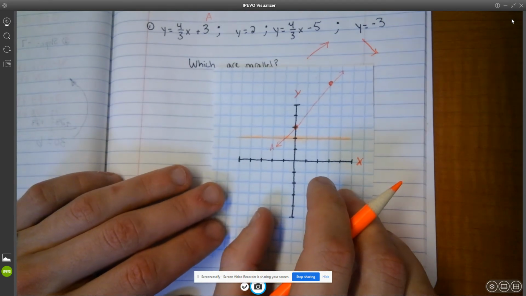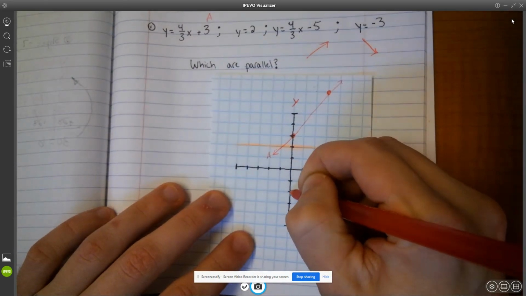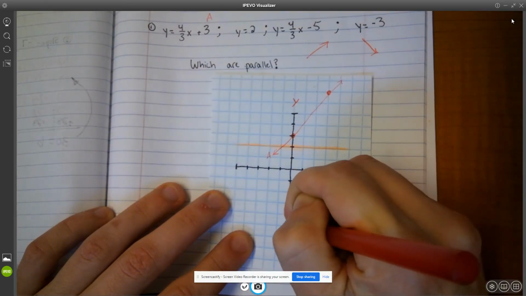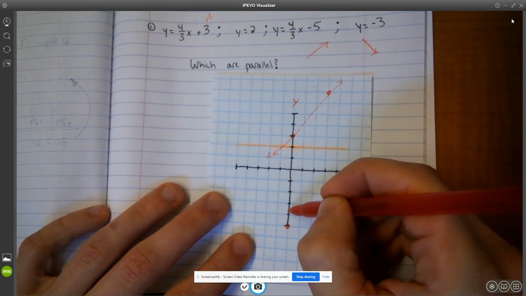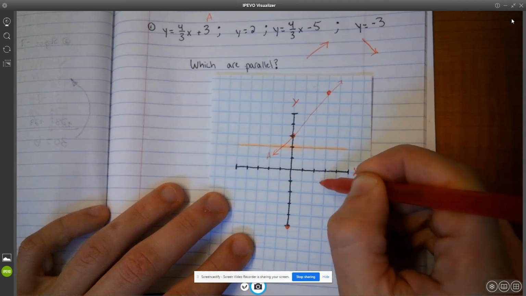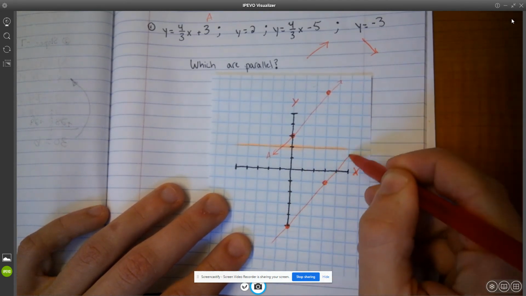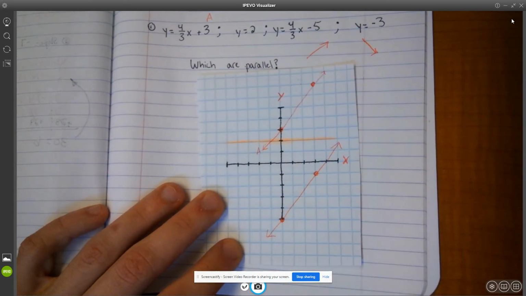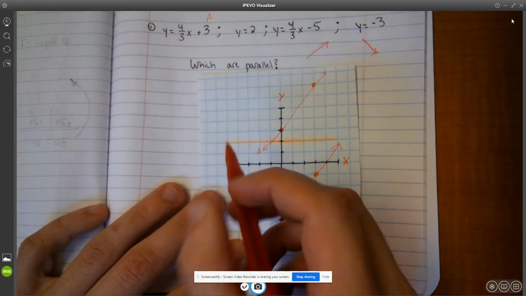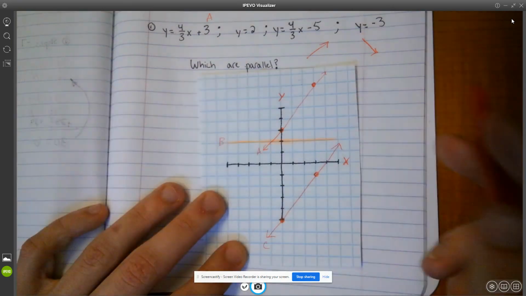Okay. Next one, y equals 4/3 x minus 5. Same thing. We're going to go to minus 5: 1, 2, 3, 4, 5. And this one is 4/3 x, so we're going to go up 1, 2, 3, 4, over 1, 2, 3. We're going to connect those two. Likewise, we can call this one B, this one C, and our last one here, y equals -3.